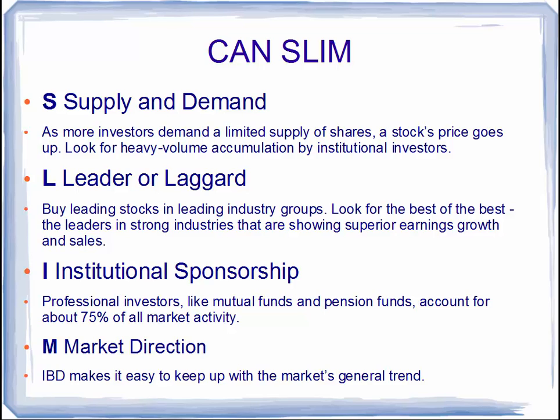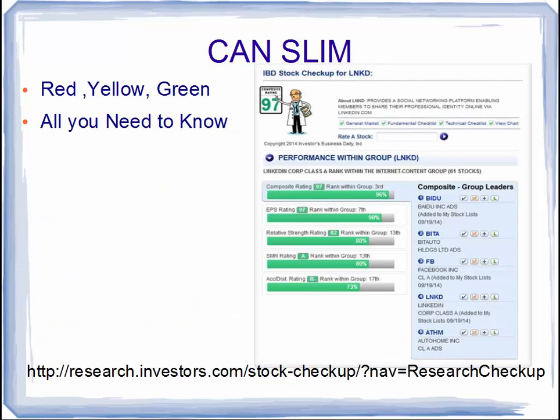I is for institutional sponsorship. 75% of all market activity is professional investors such as mutual funds, pensions, and the like. So obviously they're going to push it. So if you start seeing volume in stocks, that's probably them coming in and buying. And M is for market. We already talked a little bit about that. You know, you want to be in when the market is in a good trend. So this really helps on limiting down.